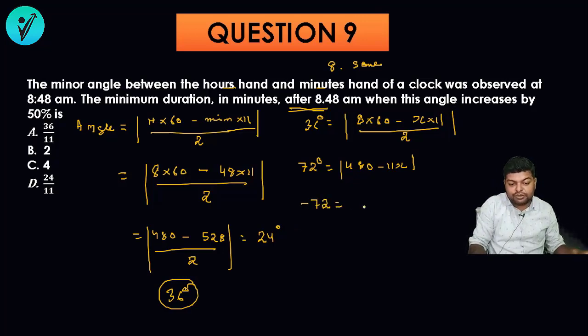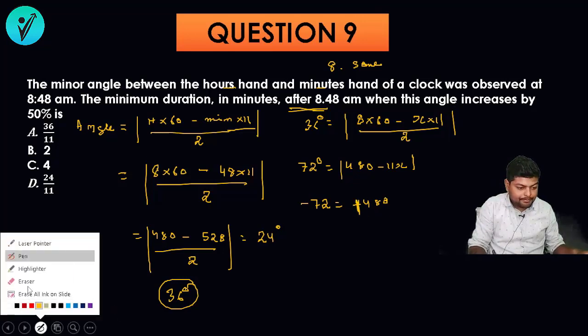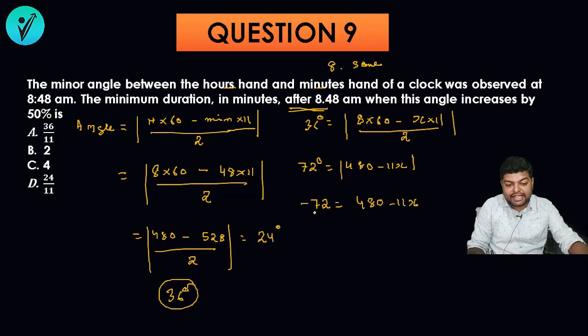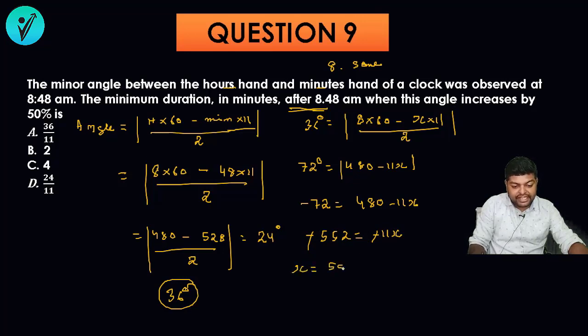So negative 72 equals to 480 minus 11x. If you move this minus, it will become minus of 552, right? Equals to minus 11x. This and this will get cancelled, so we'll have x as what? It will be 552 by 11.